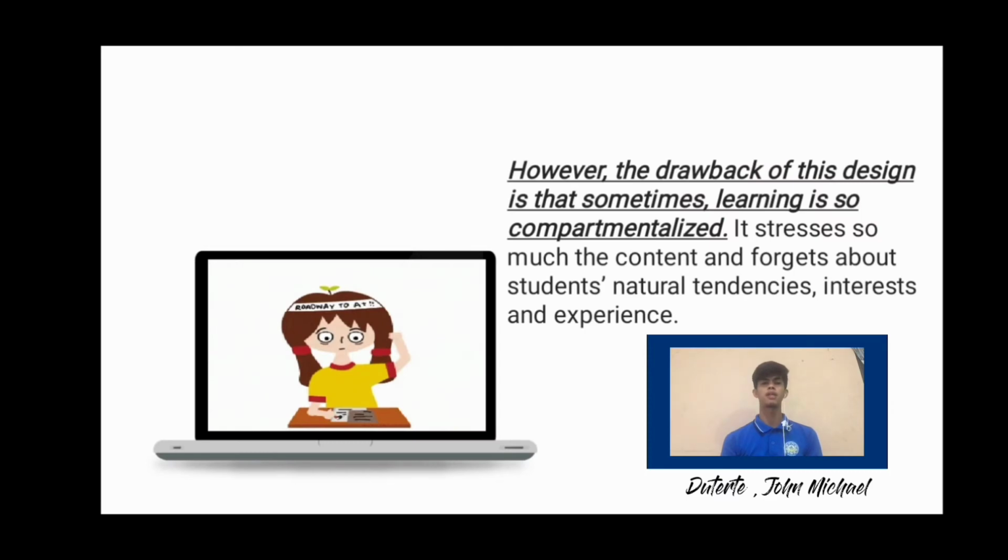However, the drawback of this design is that sometimes learning is so compartmentalized, meaning learning is categorized, which affects the students' learning experience as a whole. It stresses so much the content and forgets about students' natural tendencies, interests, and experience, meaning it forgets the students' different fields of learning, which affects their learning experience.